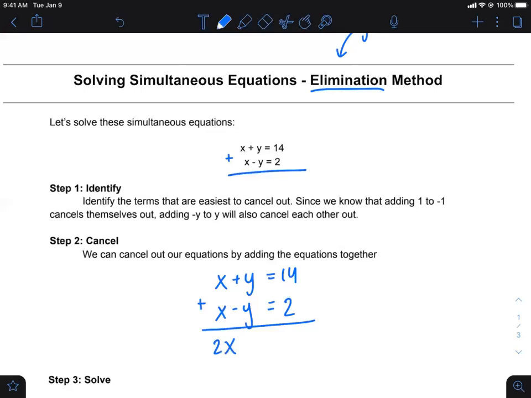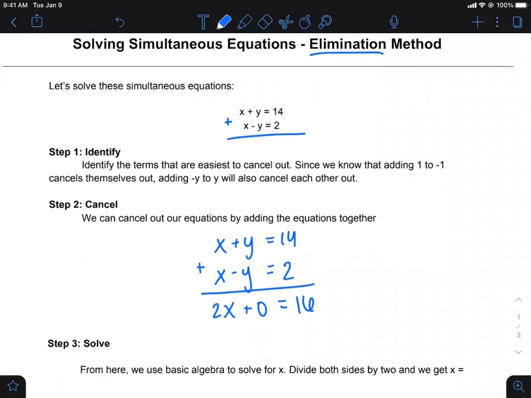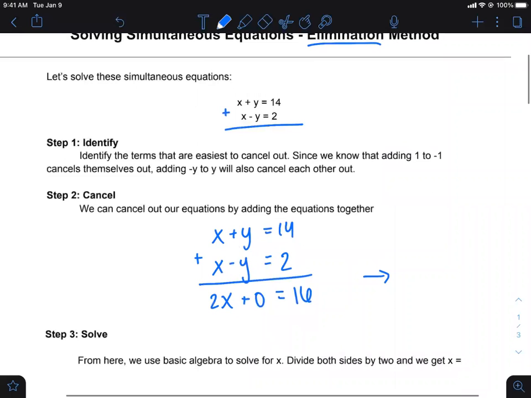Gianna, y minus y. Yeah, I know. It's a weird question. Okay, 0. And Marilla, 14 plus 2. Thank you, 16. So really, we have our equation of 2x equals 16. All right?